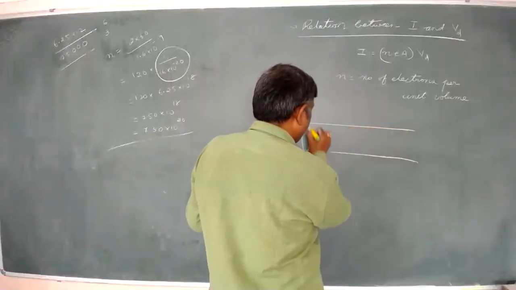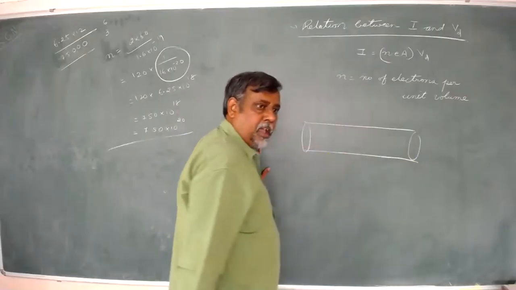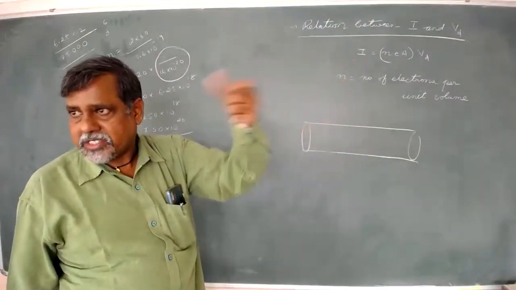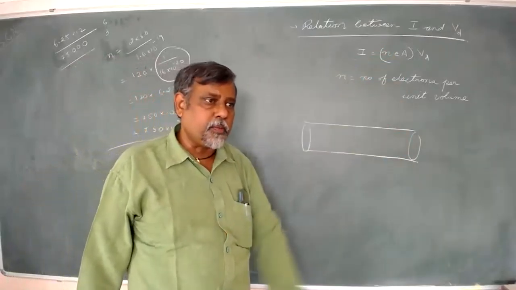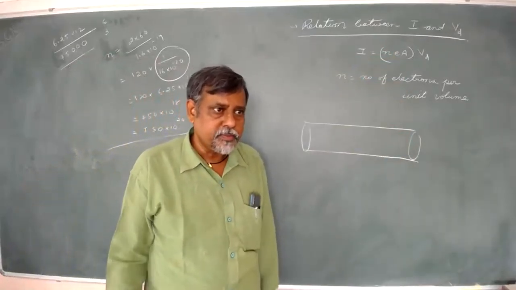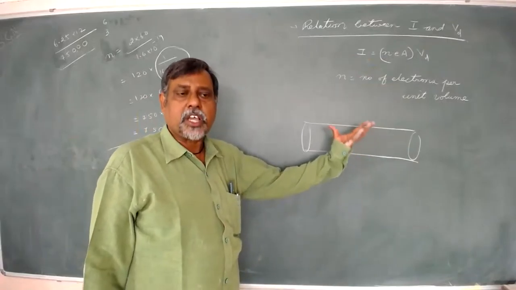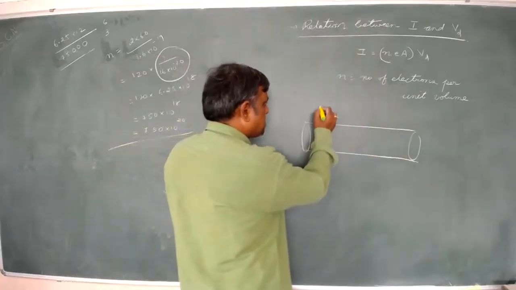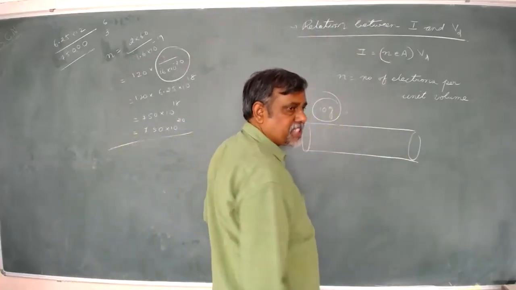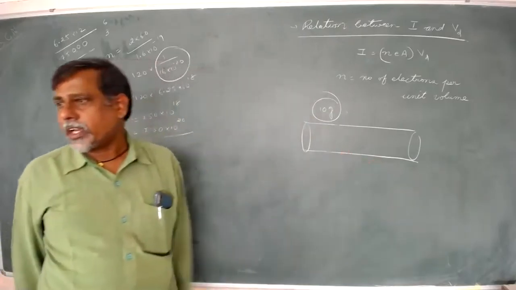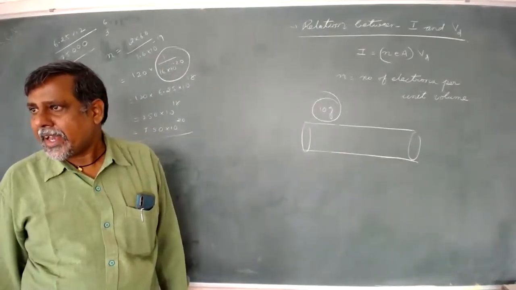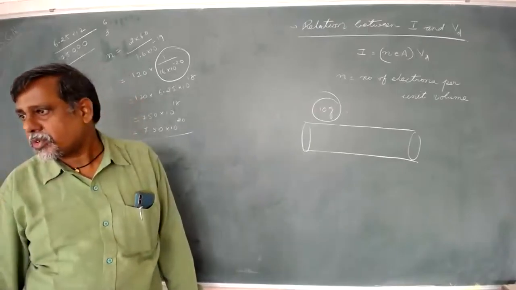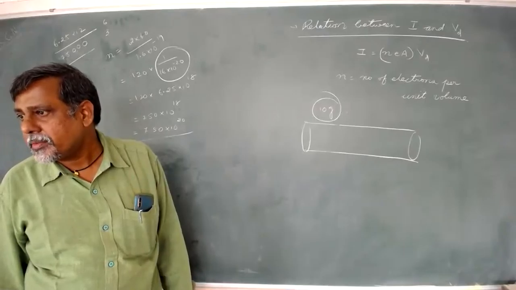Okay, so here you have taken one conductor like this. The mass of this conductor will be given. We have such problems, I will make you work them out. There is a copper wire, a copper conductor. The mass of this copper conductor is, say, 10 grams. For example, 10 grams of copper conductor I have given you. Now you need to calculate the electric current passing through this. How will you approach it?